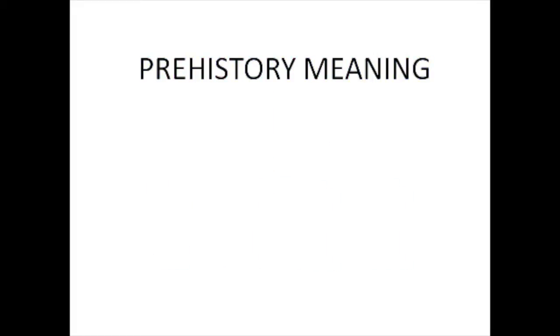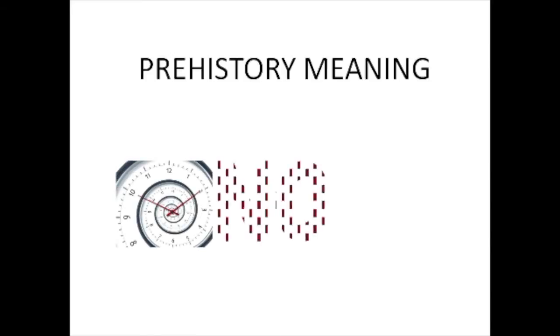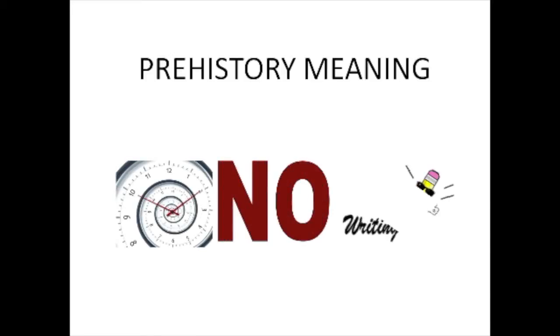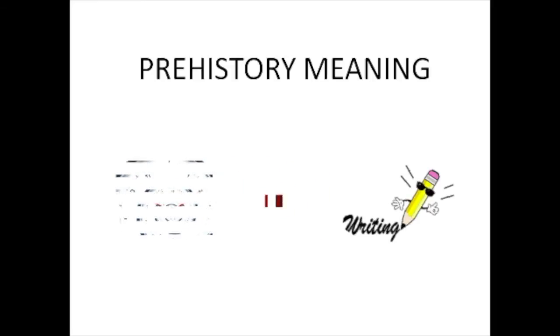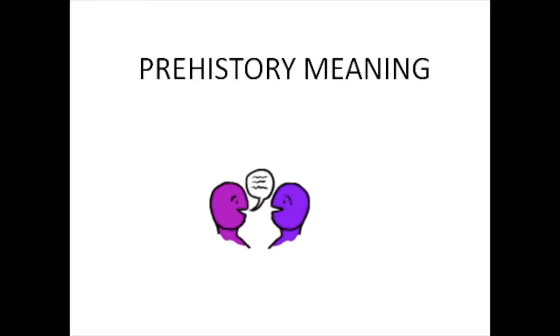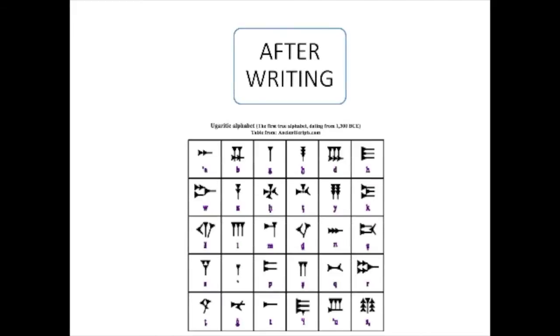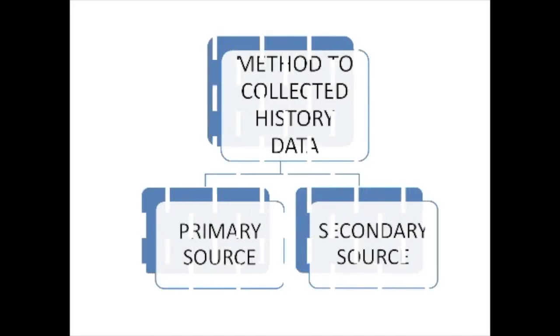Prehistory means a time when there is no writing system, which means people at that time only talked but never wrote anything. Then after prehistory, the writing era came, when everyone wrote down all the events that happened around them using the writing system they invented themselves.